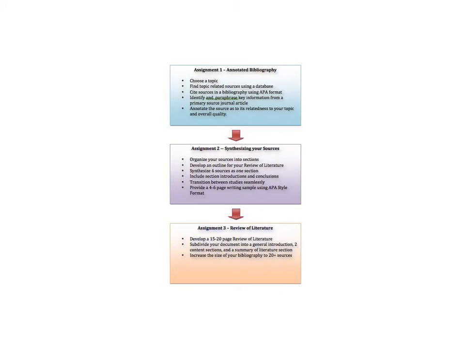And notice that the way the assignments have been built is that we're trying to track you and have you build your sources into a larger paper over a period of time. So we started with assignment 1, where you just had to choose a topic and start to identify sources. Now we're going to take some of those sources, not all of them, but 6 sources, and organize them into one cohesive 4 to 6 page paper on one portion of your topic, not the whole topic. Eventually, by the end of the semester, we'll talk about your whole topic in a much larger 15 to 20 page paper.